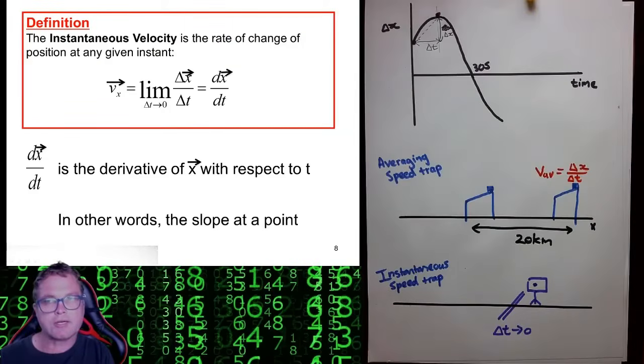We now take a look at the definition of instantaneous velocity, and it's defined as the rate of change at any position at any given instant. This "at any given instant" is important. It refers to any given moment in time. So the instantaneous velocity is a vector, in the x direction. It's given as, again, the displacement divided by time.